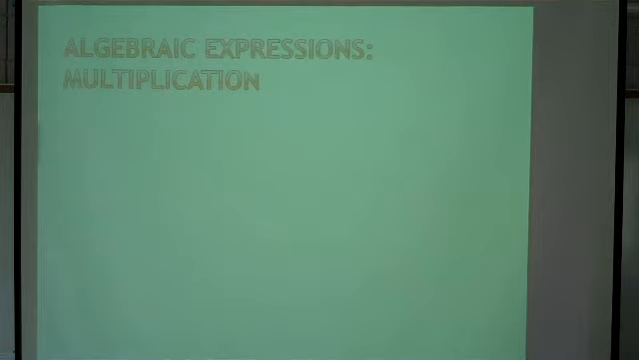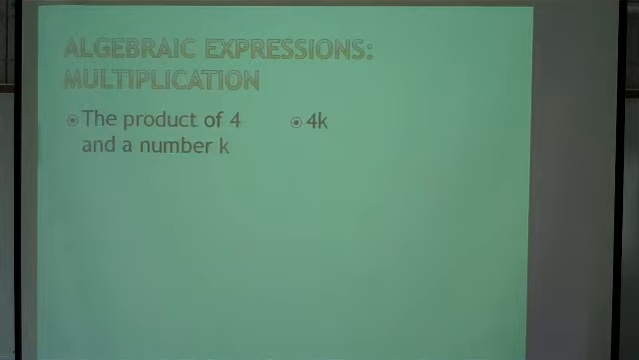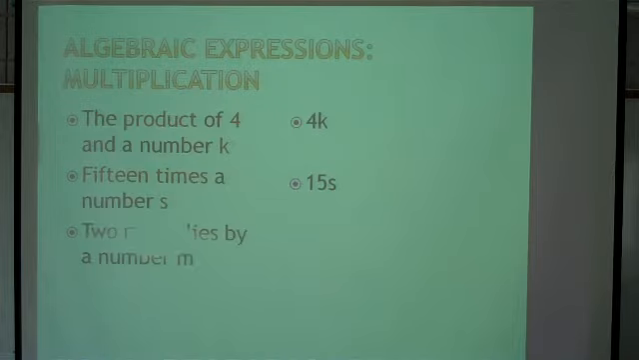Now let's do some multiplication language. The product of 4 and a number k. Product is multiplication, and we write it side by side, meaning 4 multiplied by k. 15 times a number s would be written 15s, because that means 15 times s. 2 multiplied by a number m would be written 2m. The number always comes first, followed by the letter.